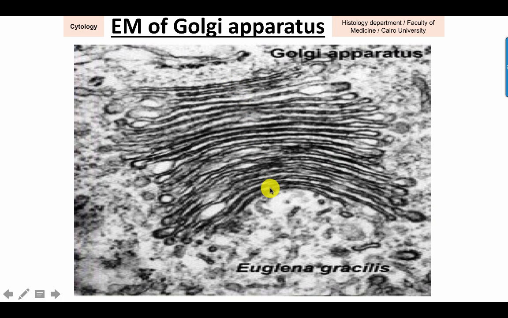Again, we have the flattened saccules, more than 10 actually in this picture, having expanded ends, as you see. In the center of these vacuoles, we have a slight moderate electron dense material, and this is the surface from which we have the secretory vesicles. This is the trans surface or exit surface, and this is the cis, which receives the transfer vesicle, and it is the entry surface. So this is the entry and this is the exit. This is the cis and this is the trans.